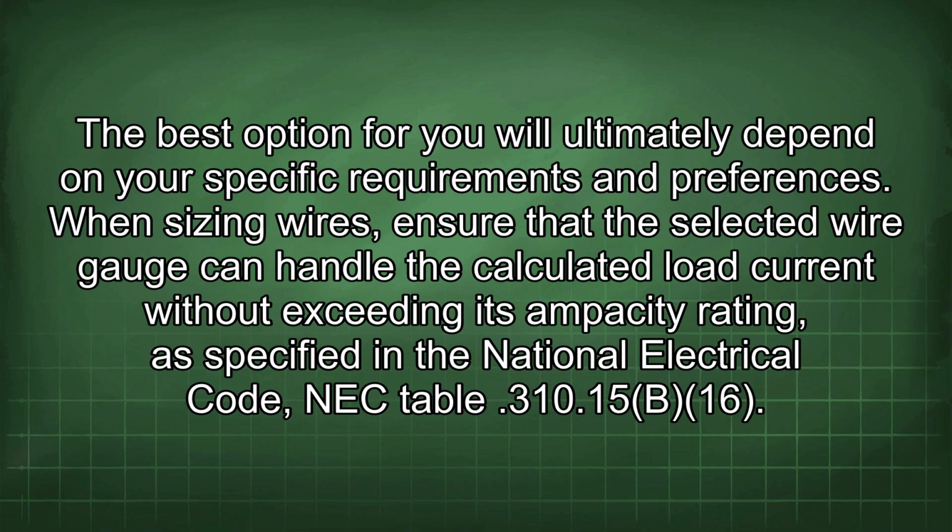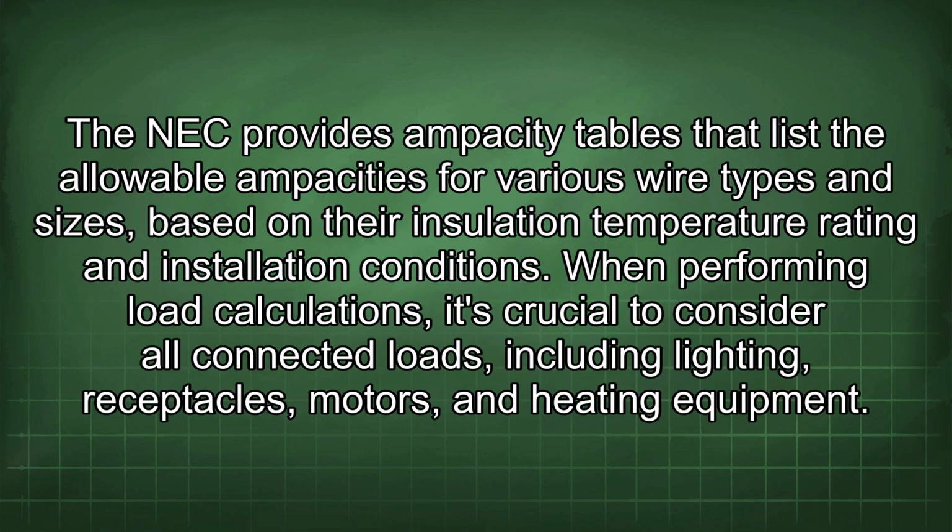When sizing wires, ensure that the selected wire gauge can handle the calculated load current without exceeding its ampacity rating, as specified in the National Electrical Code, NEC Table 310.15(B)(16). The NEC provides ampacity tables that list the allowable ampacities for various wire types and sizes based on their insulation temperature rating and installation conditions.